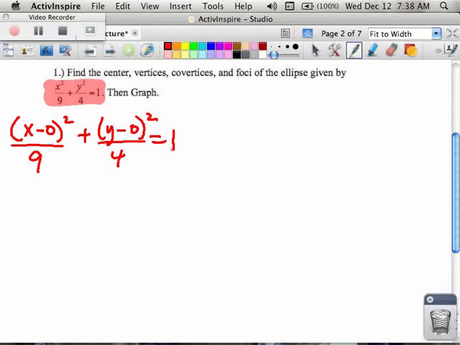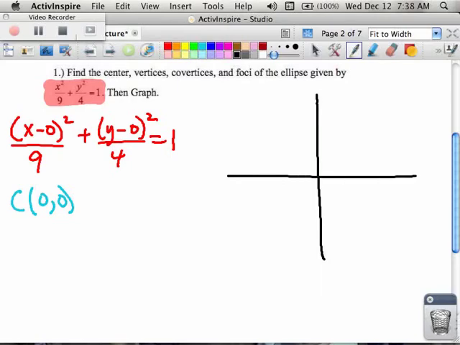All of these pieces of information are going to help me graph my ellipse. The first thing, since it's the most important thing, is always to talk about your center. So the center in this case is (0, 0), because those are the numbers that make my x and y parentheses 0. If I go to graph this ellipse, I need to put on my center first, because everything is based off the center. So my center is at (0, 0).